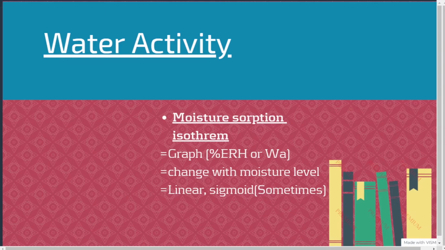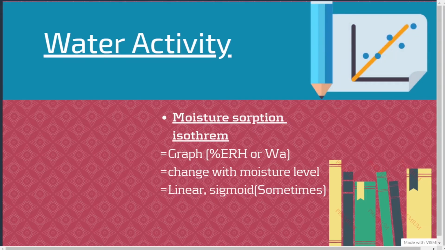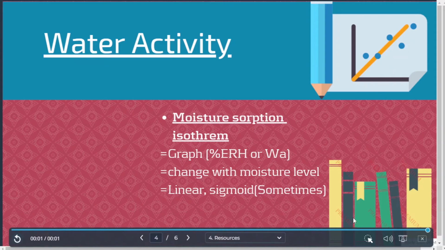Now, as I said, it is a graph. How does this graph actually look? It's like linear, and sometimes it is sigmoid. We all know how linear and sigmoid look. Sigmoid is an S-shaped graph. Here I have the pictures: this one is straight, so that is linear, but in sigmoid it is S type. I hope everyone knows that.